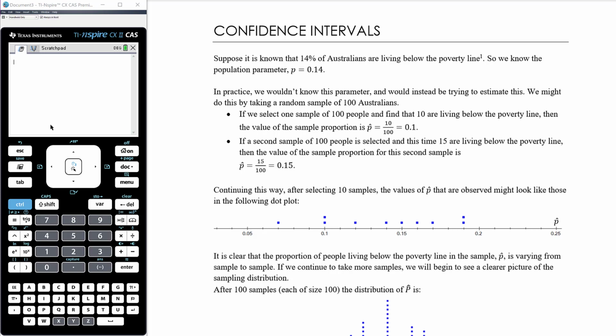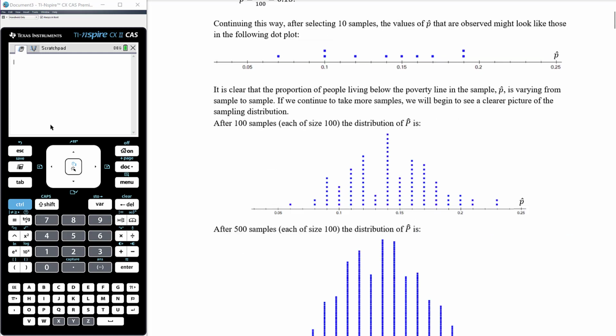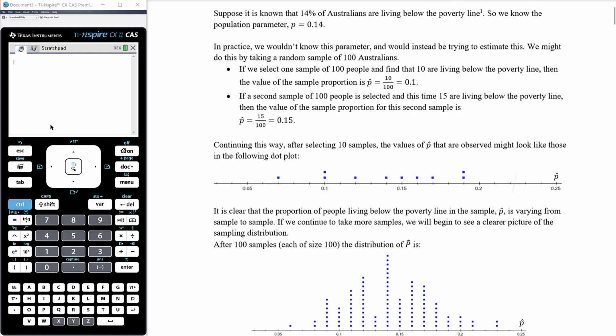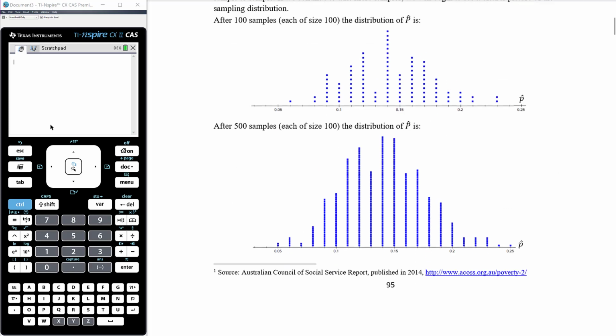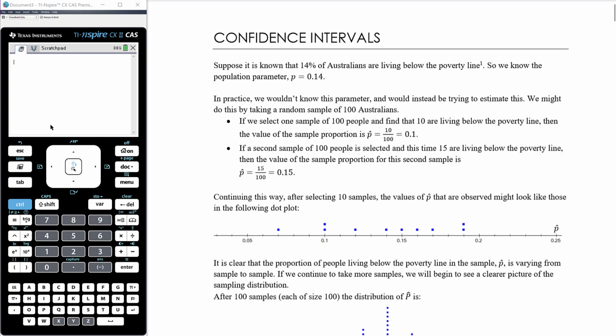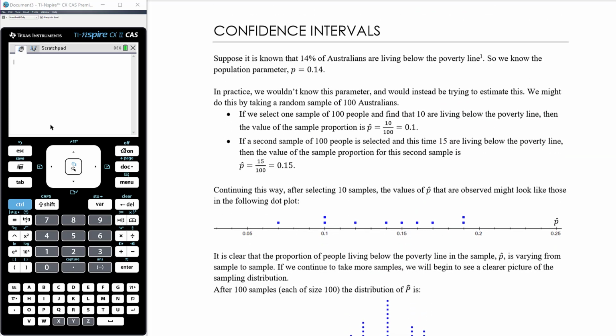So suppose that it's known that 14% of Australians are living below the poverty line. That's a stat from this source here. It's a bit old now, 2014. So we know, therefore, that the population parameter p is 0.14. In practice, we wouldn't know this parameter, and we would instead be trying to estimate this. And we might do this by taking a random sample of 100 Australians.